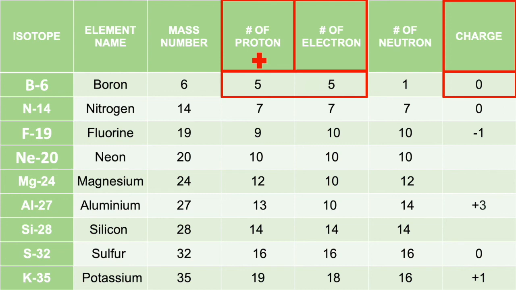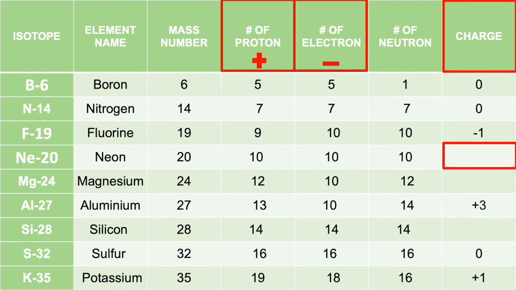Also take note that protons are positively charged and electrons are negatively charged. Again, comparing the two, our boron has 5 protons and 5 electrons. So that means they have the same number of protons and electrons. That's why the charge of our atom is 0. So 0 is the correct answer.